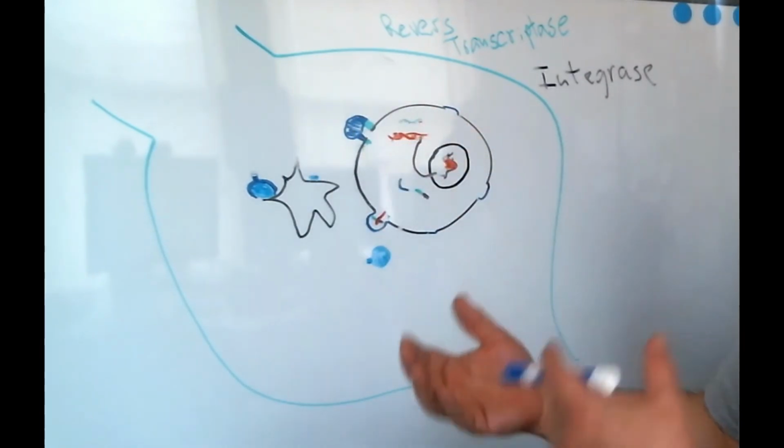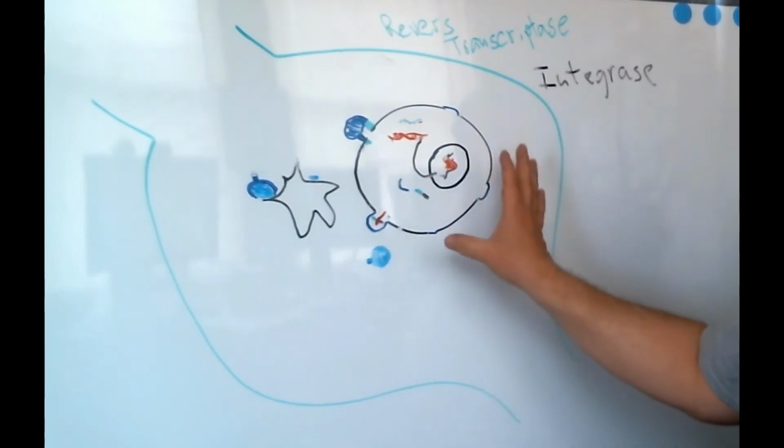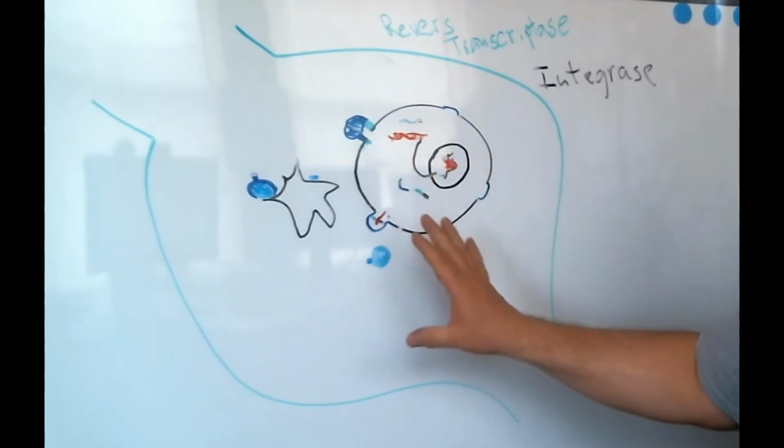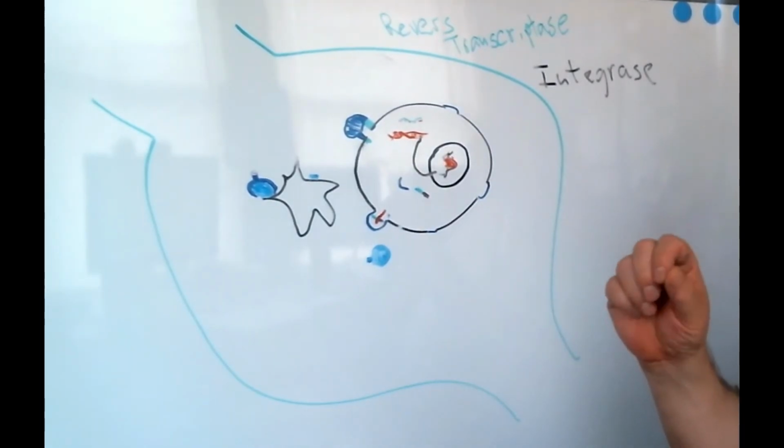It's budding out all over this poor cell and creating all of these baby HIVs that are going to go out there and do this all over again to new T cells. I want to talk about a couple of medicines.